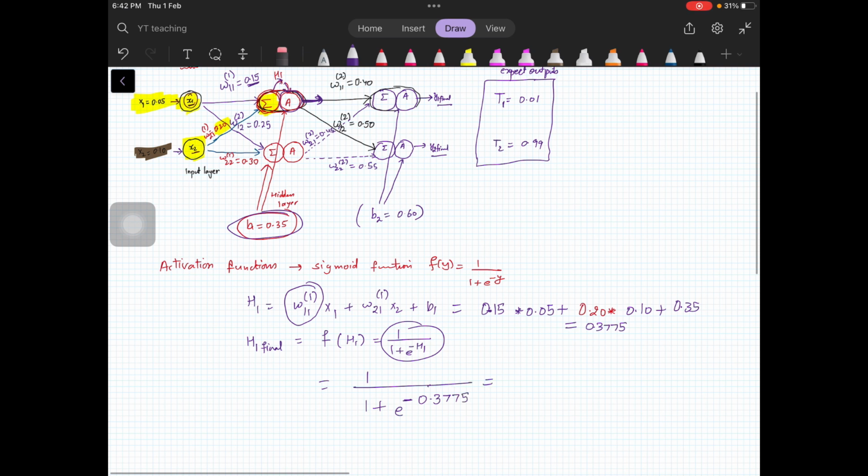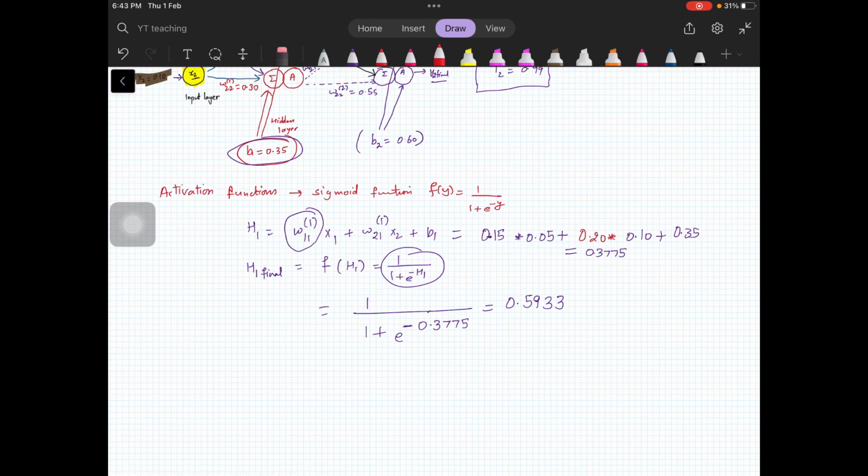You can use a calculator to find this. It comes out to be 0.5933. So this is our h1 final. Now we know what is coming out of here when we have all these numbers fixed. You have to bear with me because the calculations are so many, right? But just go through them once. You don't have to perform these calculations again and again every time you are working on your MLP, but it will definitely be helpful if you know the inside out of what is happening in backpropagation.